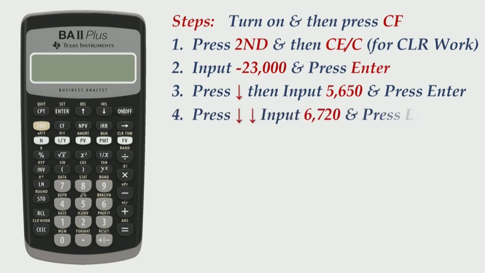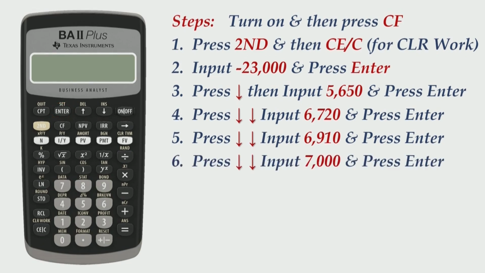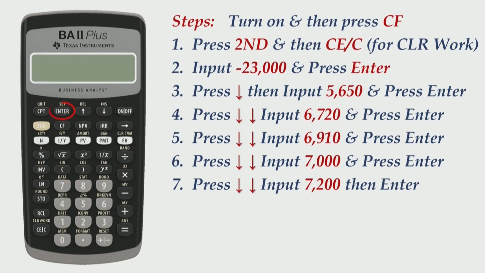Then press the downward arrow key twice, 1 and 2. Then input 6,720 and press enter. Thereafter, once again press the downward arrow key twice, 1 and 2. Input 6,910 and press enter. Then once again press the downward arrow key twice, 1 and 2. Input 7,000 and press enter. Once again press the downward arrow key twice, 1 and 2, and input 7,200 and then press enter.